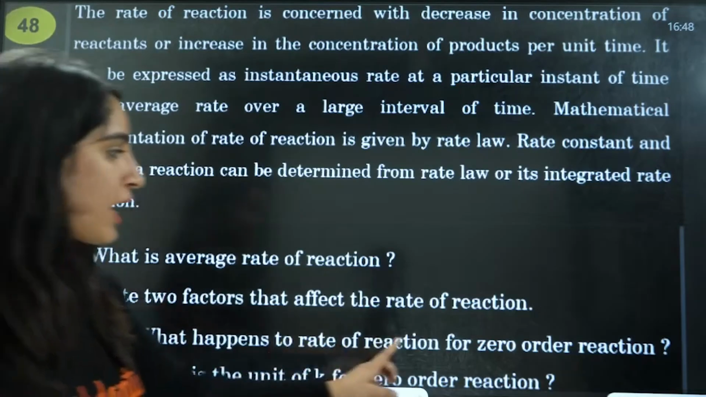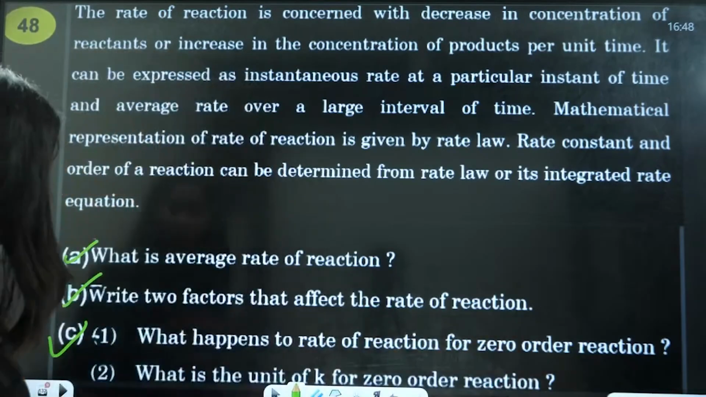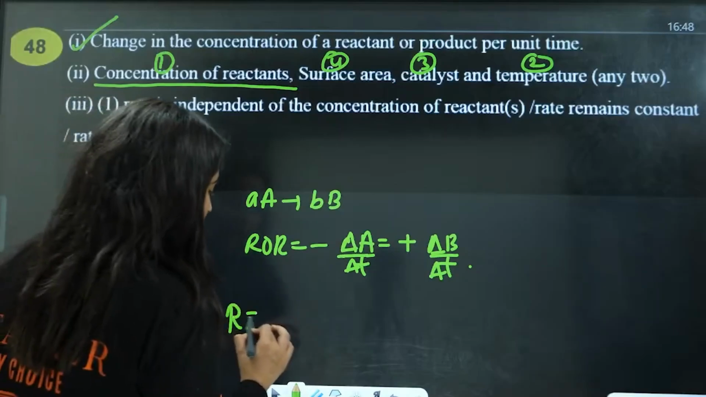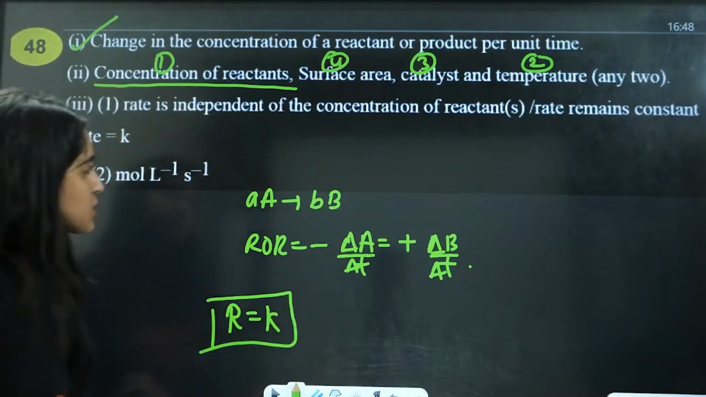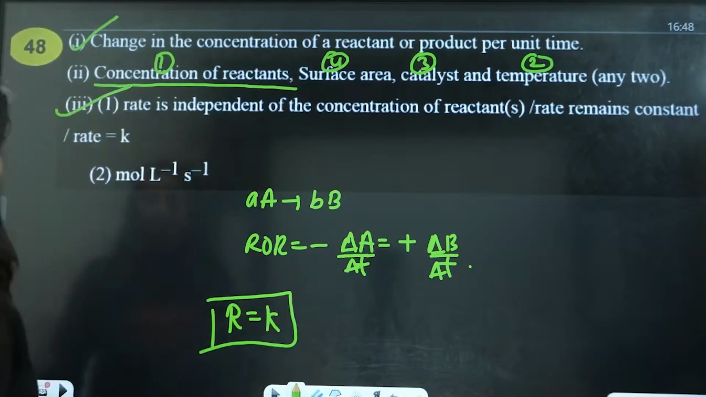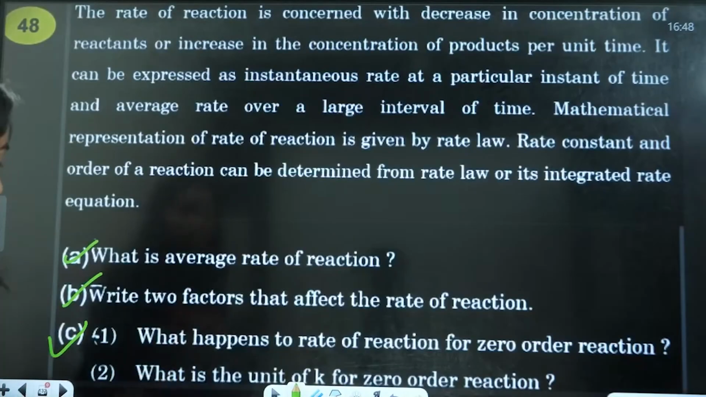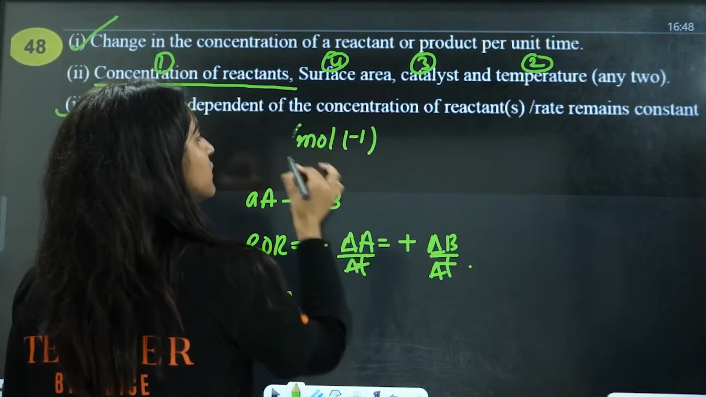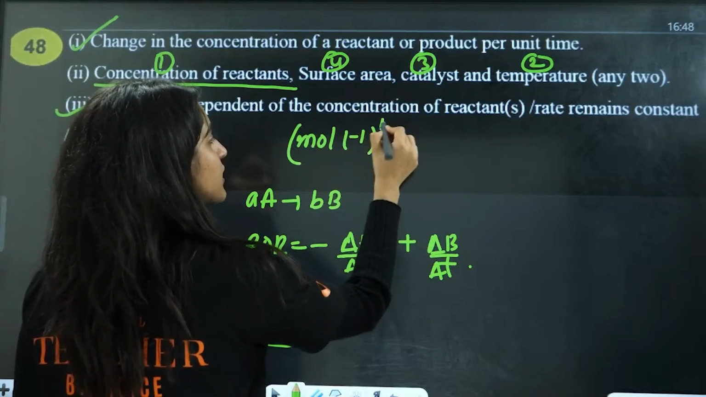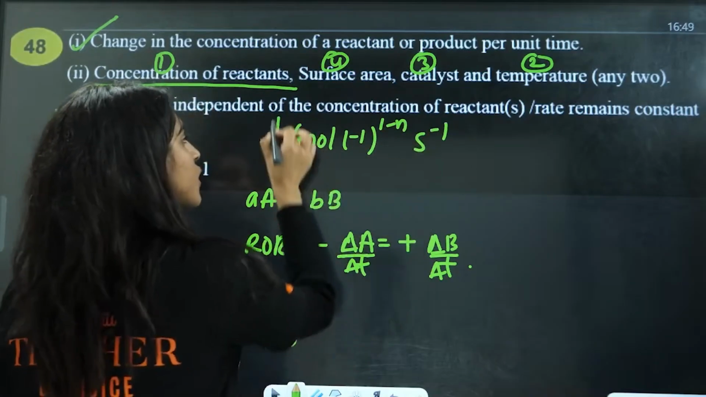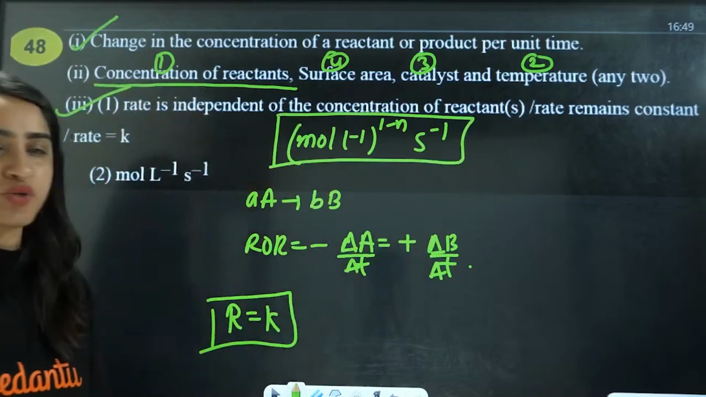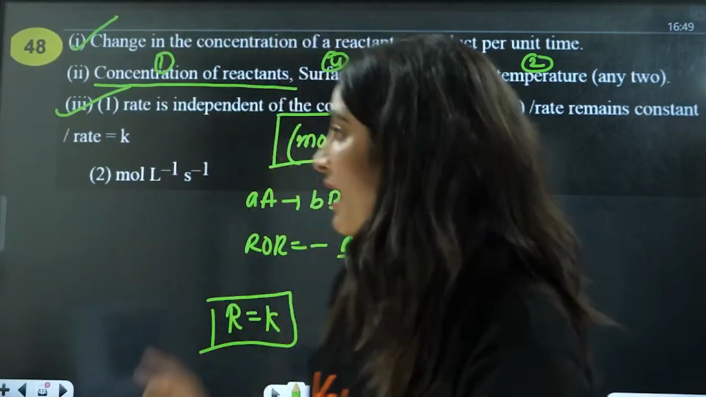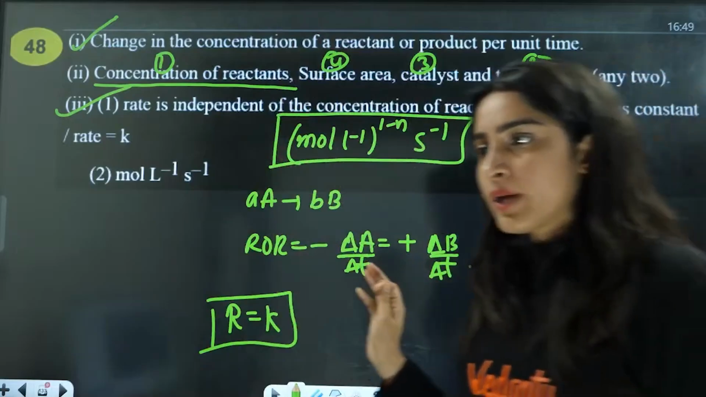Next, what happens to the rate of reaction for a zero order reaction? For a zero order reaction, the rate of reaction is R equals K. That is the rate of reaction here. What will be the unit of K for zero order reaction? The units are going to be mole per liter to the power 1 minus n per second, where n is the order of the reaction.